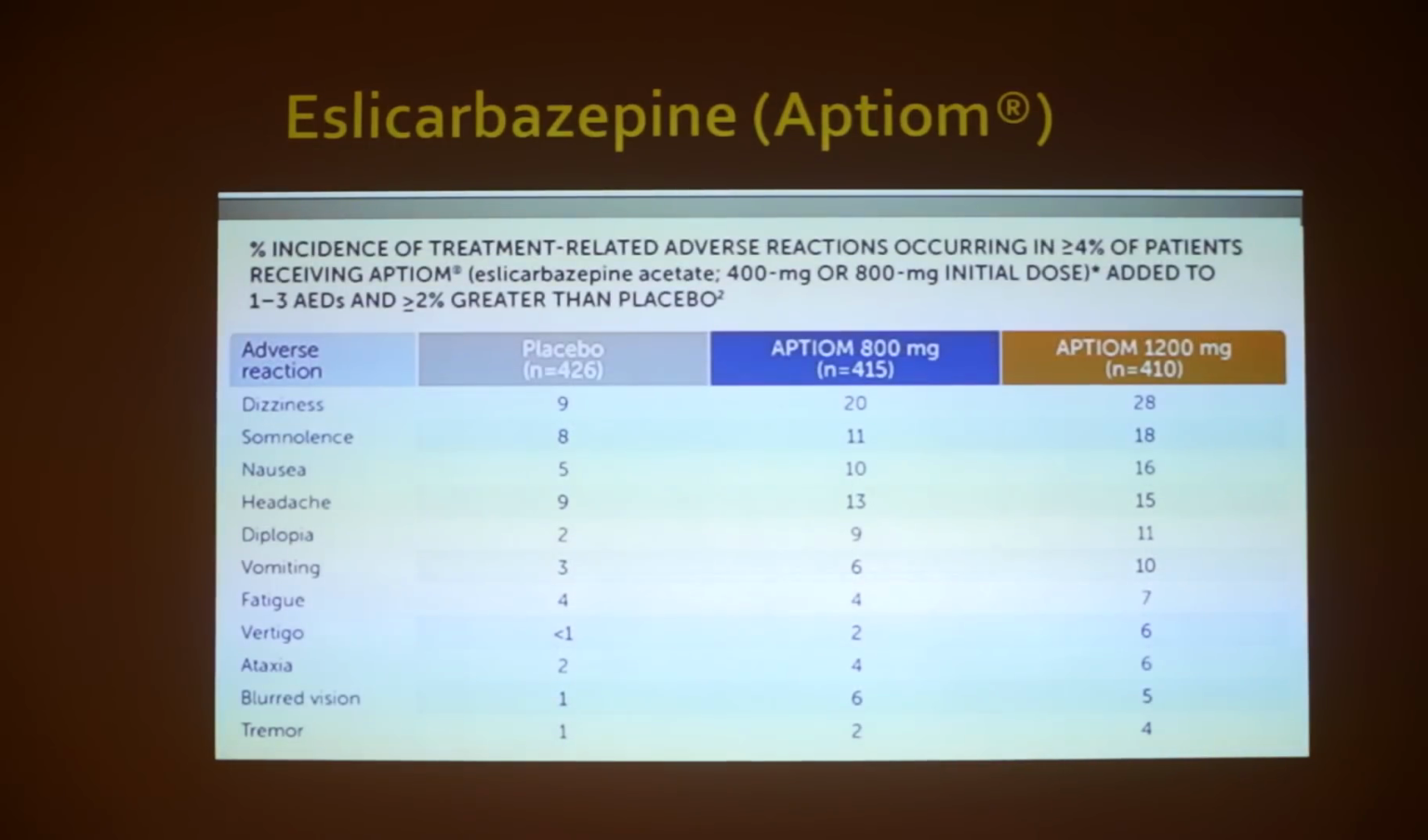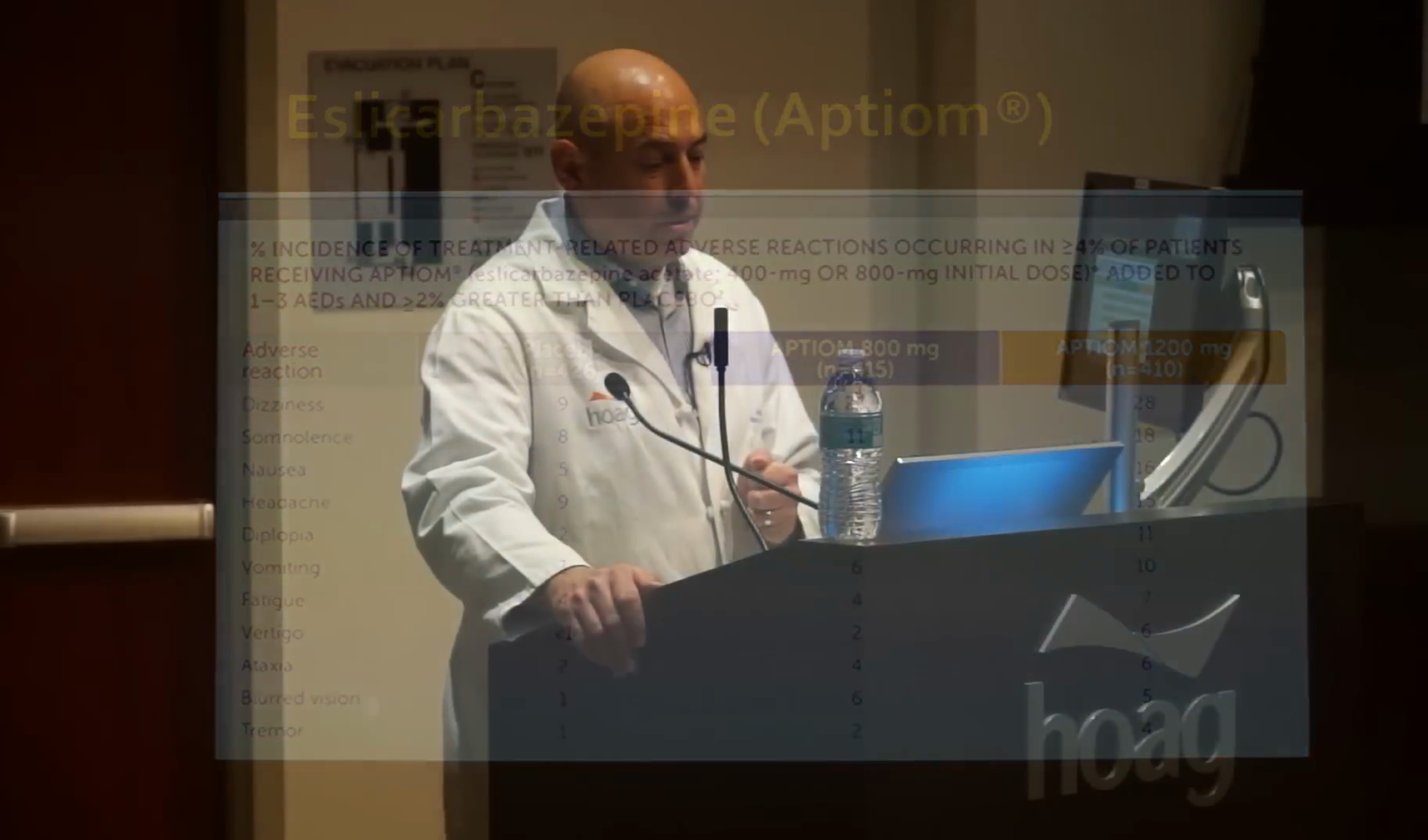This is just a list from phase 3 clinical data. We tend to start at 400 milligrams a day, increase to 600 or 800, 1200 being the maximum daily dose of Aptiom, or eslicarbazepine, a day.